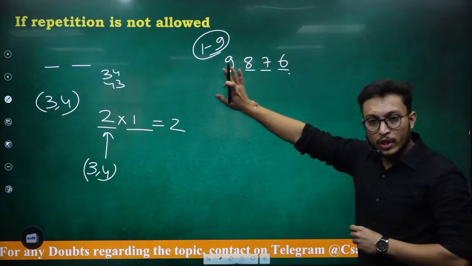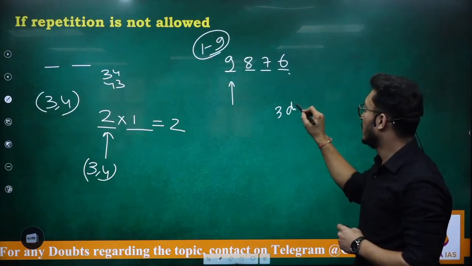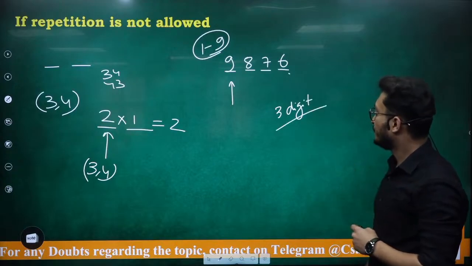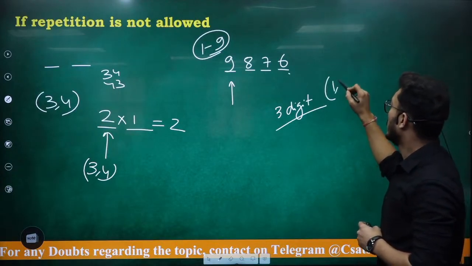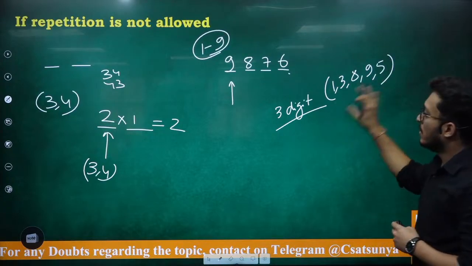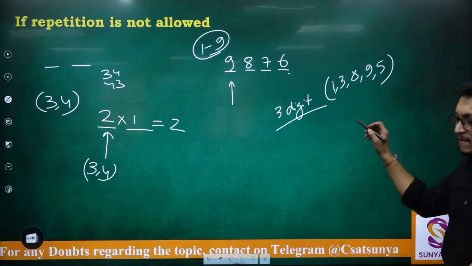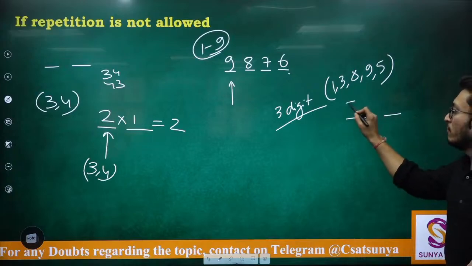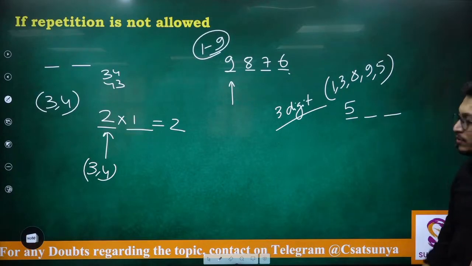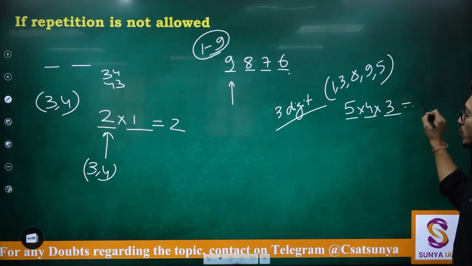So I think you can do this now. Let's say I need to make a 3-digit number using digits. How many 3-digit numbers can be made without repetition? So you have total 5 options for this place, then 4 options, then 3 options. So in total you can make 60.